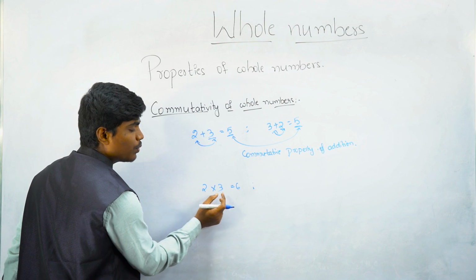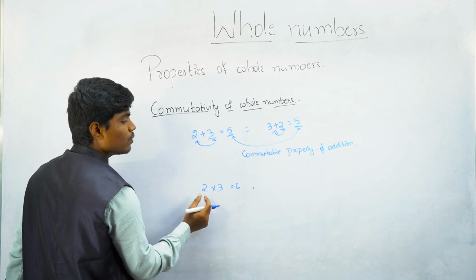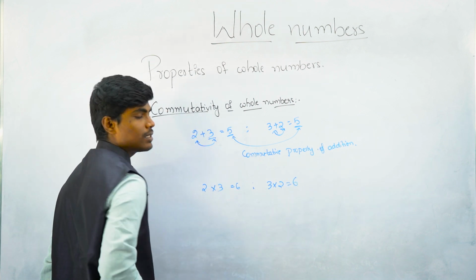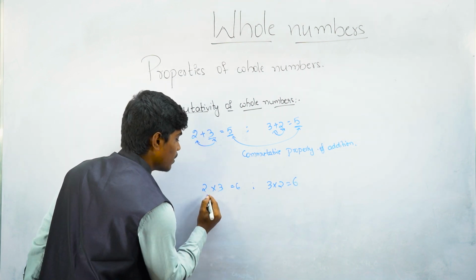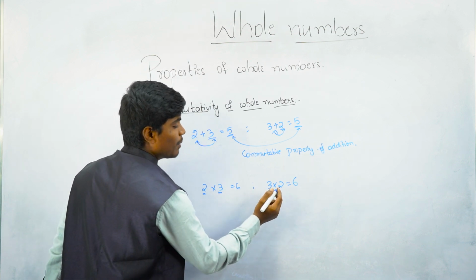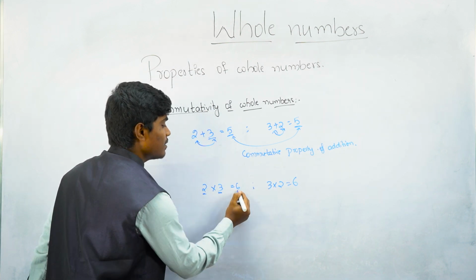Here we have multiplied 2 into 3. Now we will multiply 3 into 2. 3 into 2, here the answer is also 6. See, here first we have multiplied 2 with 3, here we have multiplied 3 with 2. But the answer is same.